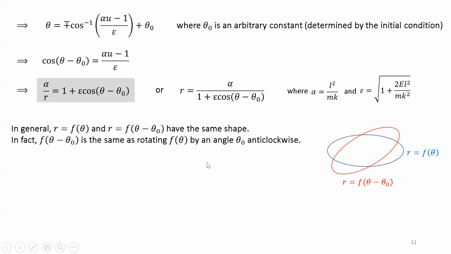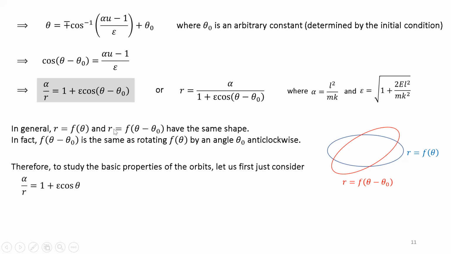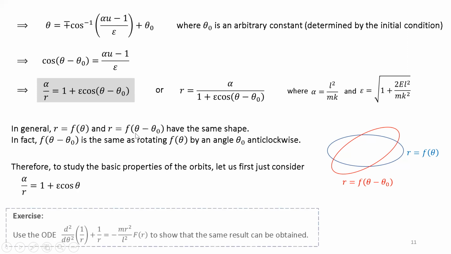So, because of that, I'm just going to drop the theta naught, because it does not really affect us in studying the shape of the orbit. Just for simplicity, let me put this theta naught to 0. It can always be achieved by choosing some appropriate initial condition.